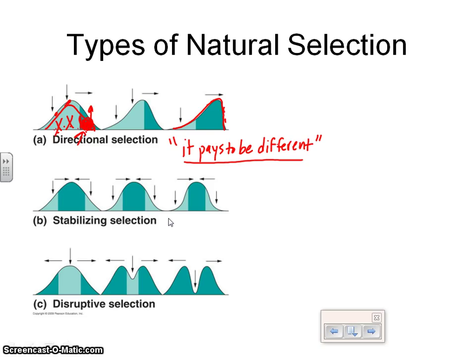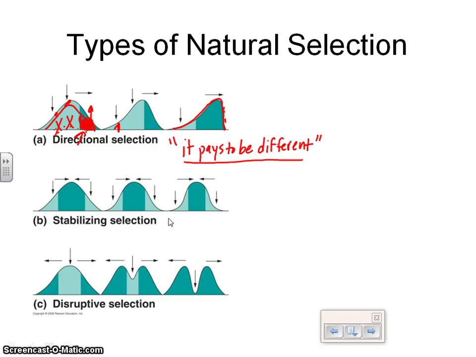And somebody asked, I don't know if it was this class or another class, could directional natural selection go the other way? Yes, it can. So if there was a trait that was at this end of the spectrum, you could also see a graph the other way. Do you guys get it? So it's just not the norm of the trait.